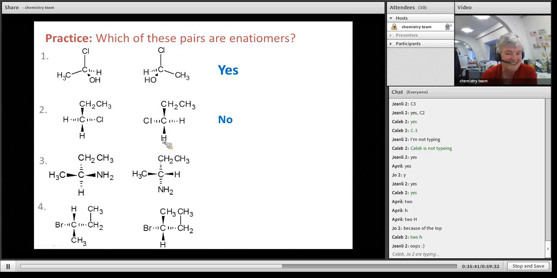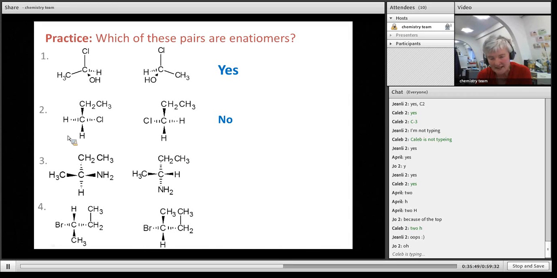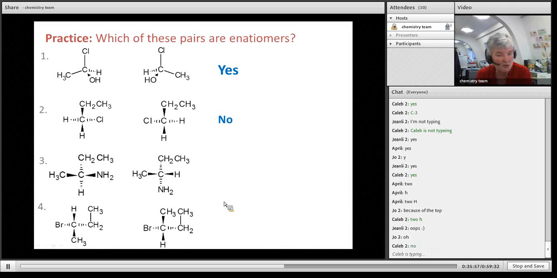As I say, I do put in trick questions and I've really trapped myself there. So look carefully, so that you don't fall into the same trap. Number 3. Are those enantiomers, or have I simply redrawn the same molecule? First look for the 4 different groups.